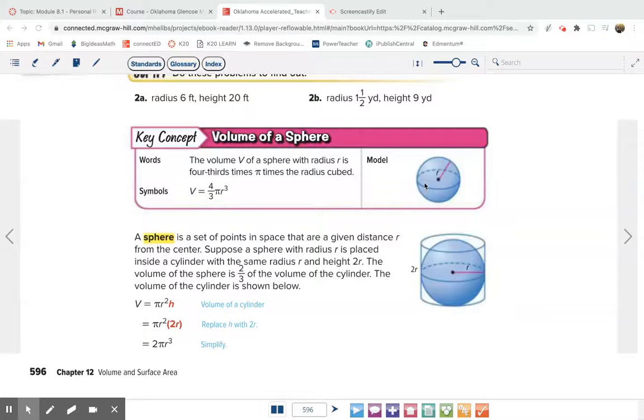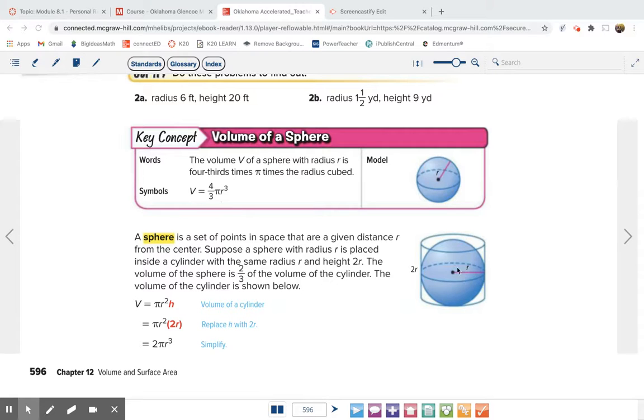So the last shape we're going to look at today is a sphere. Spheres are their own unique thing. It says the volume of a sphere with a radius r is 4/3 times pi, the radius cubed, excuse me. So a sphere has its own unique volume formula. Volume of a sphere, 4/3 pi r cubed, to the third power.